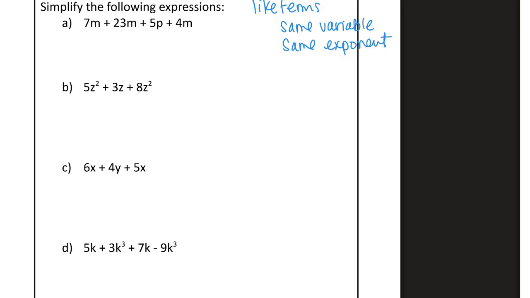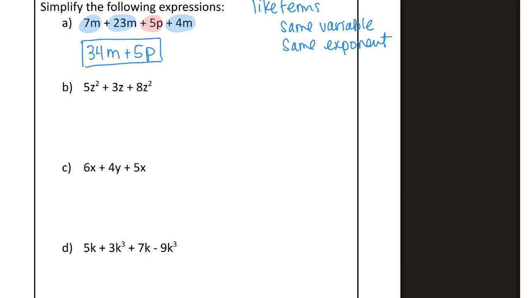Okay, so if we look at the first question here, let's start with 7m. I'm going to highlight everything that has just a plain m, 23m, and I have 4m. Notice I'm highlighting the sign along with the number, and then I have 5p. So I'm going to combine together everything I highlighted in blue. So 7 plus 23 plus 4, that's going to give me 34m, and then I have plus 5p.